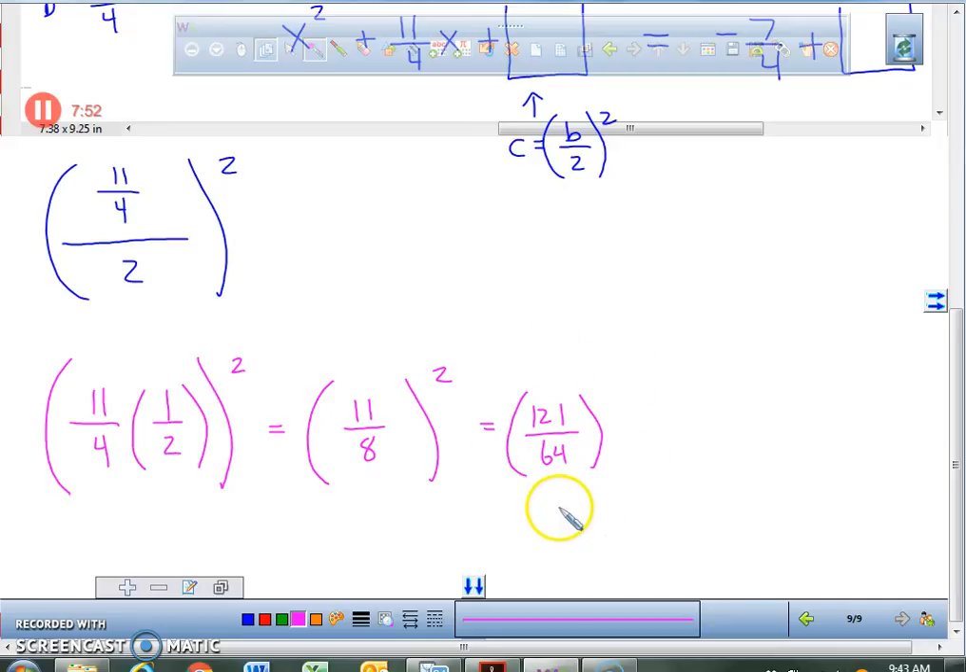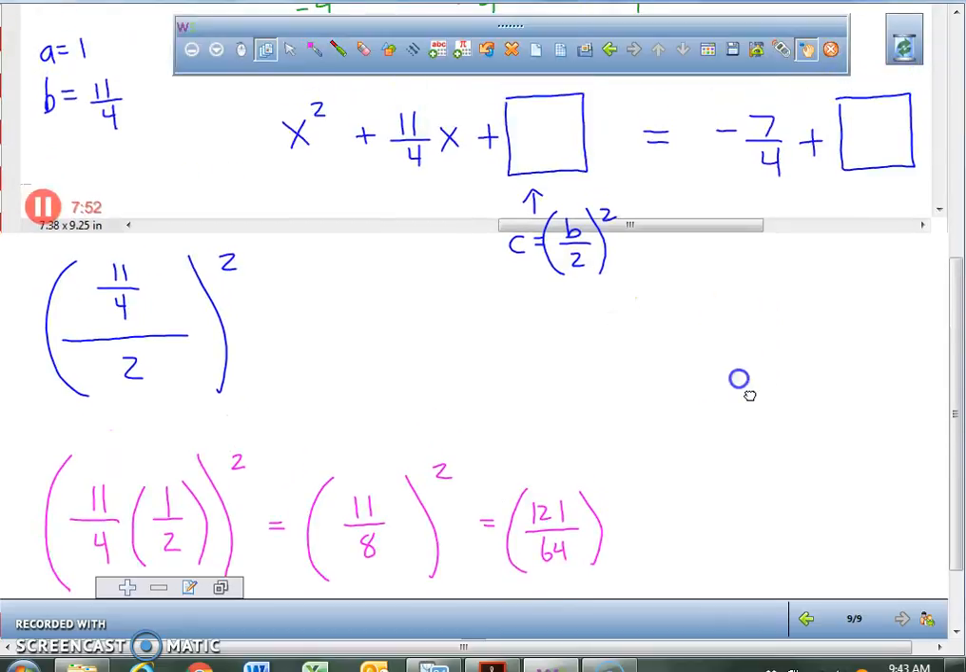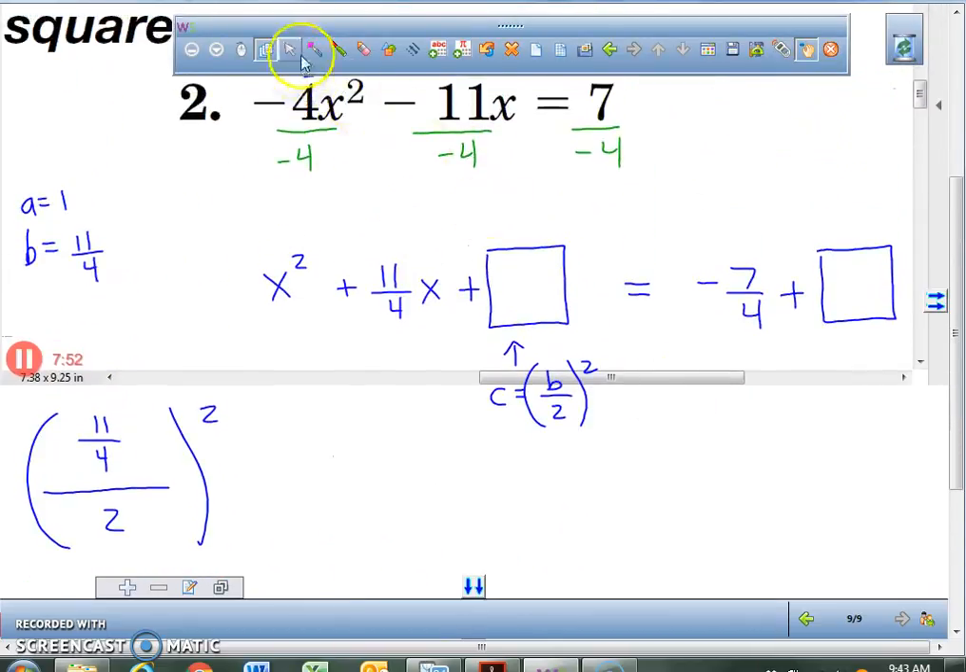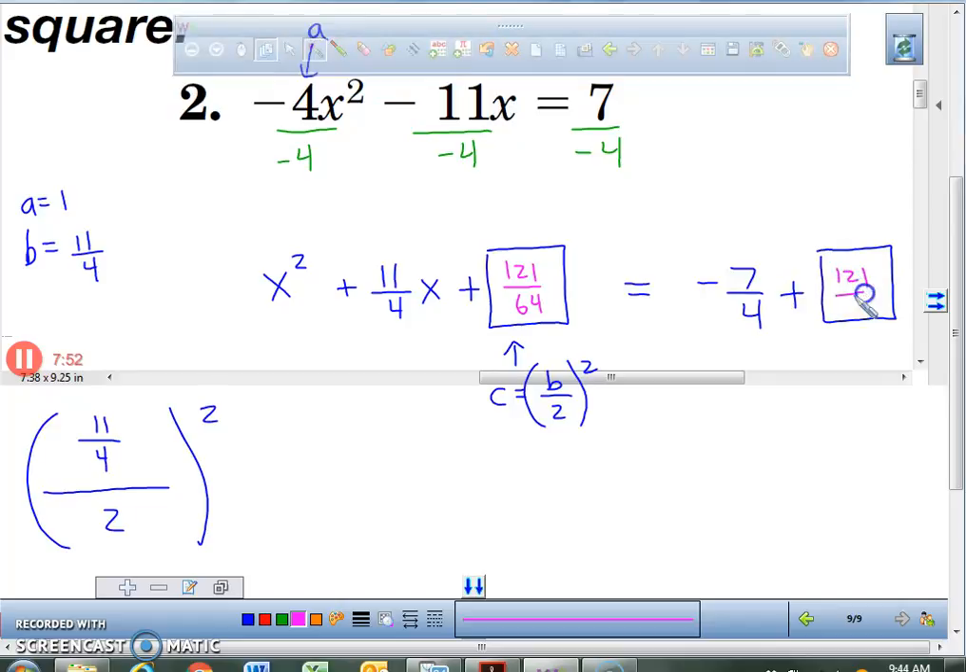What does this number right here represent? That represents our C value. So take that 121 over 64 right there, and I'd like you to put it in this box and this box. There we go.